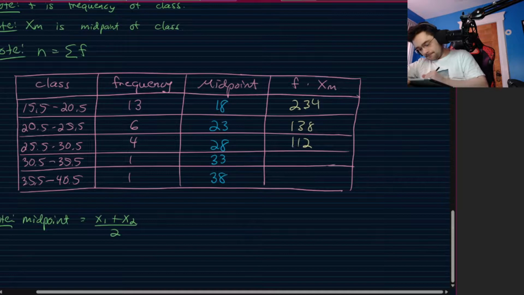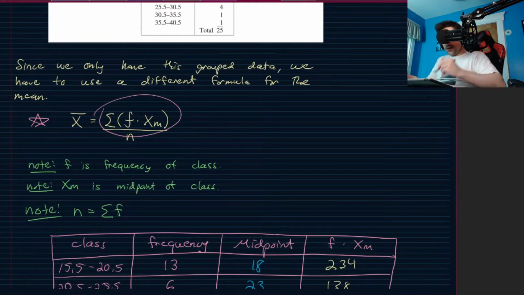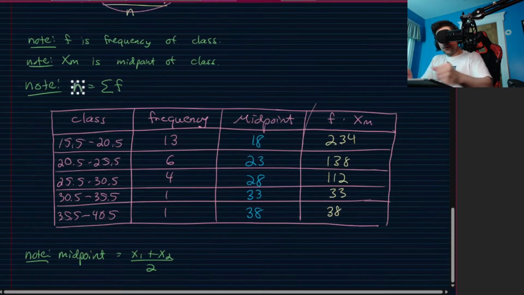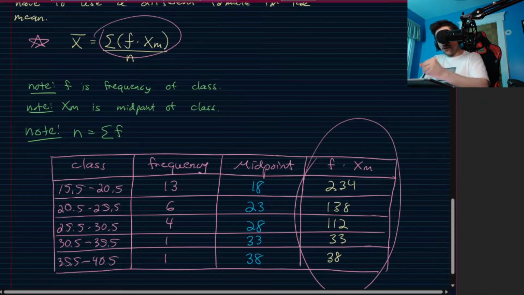112. And then 1 times each of these values are just going to be those values themselves. Now, the numerator of this formula, right here, is the sum of all of these. That's all that really is saying: the sum of all the F times the XM. Okay, I've got the F, I've got the XM.